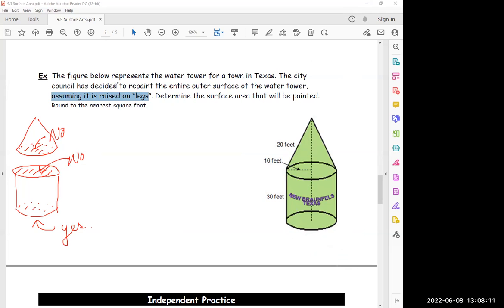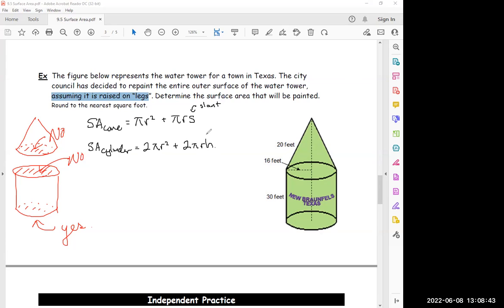I'm going to write this down. The surface area of a cone is, according to the formula, pi r squared plus pi r s. The surface area of the cylinder is 2 pi r squared plus 2 pi r h.